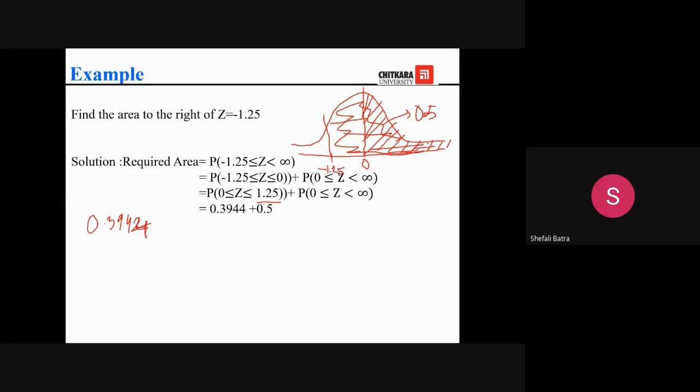Okay, now let's see. Correct. Very right. 0.3944 is this area, and this we do know. We do have this value is always 0.5. So the answer is 0.8944. Area to the right of this is equal to 0.8944. I hope it is clear how to calculate it.